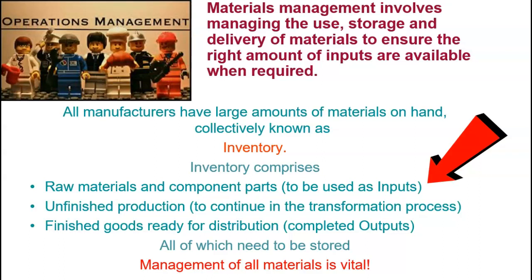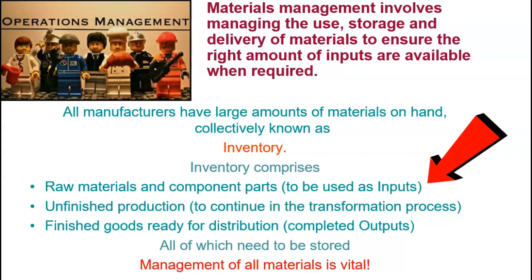And then we have finished goods that have been through the operations management system and have started as inputs. They've gone through the transformation process. They've come out the other end as outputs, and they are still being stored in our production facility, but they haven't been shipped yet to the final wholesalers for sale to the end customers. So all of these areas, raw materials, unfinished production and finished goods, need to be stored. So management of materials is vital.